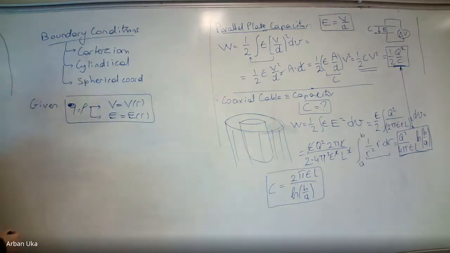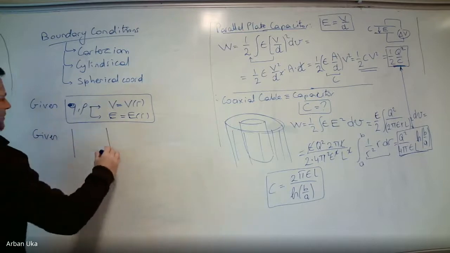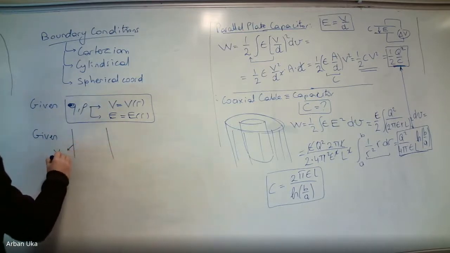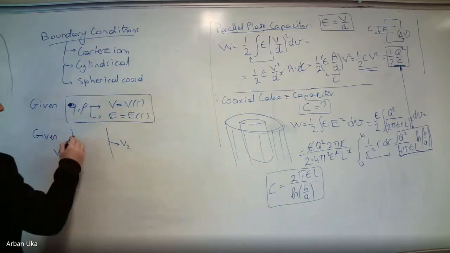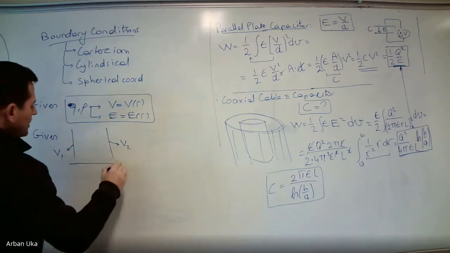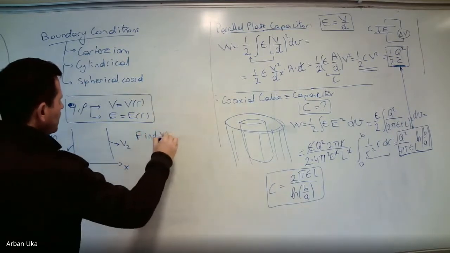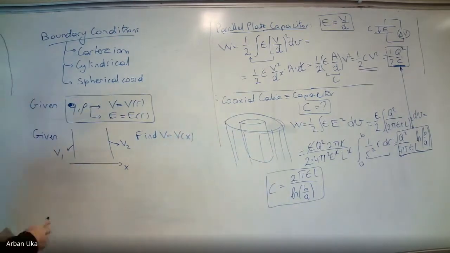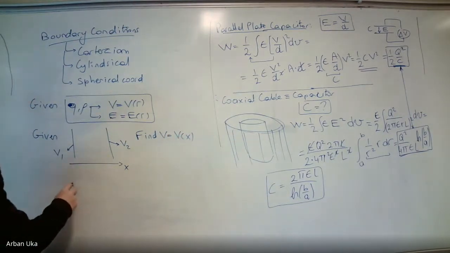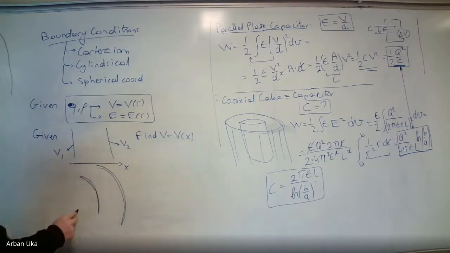Now, with boundary condition problems, what we will give is the following: given potential V1 and given also potential V2, find how the potential changes in these coordinates. So the question now is to find V as a function of x. Or similarly, we can assume that we have a plate which is charged, and another plate which is charged like this.